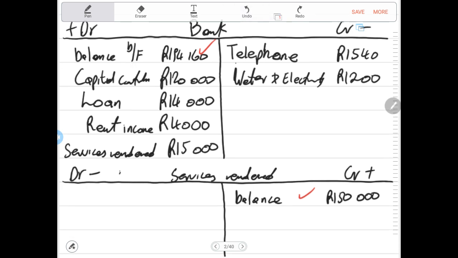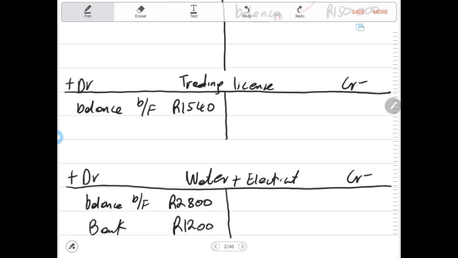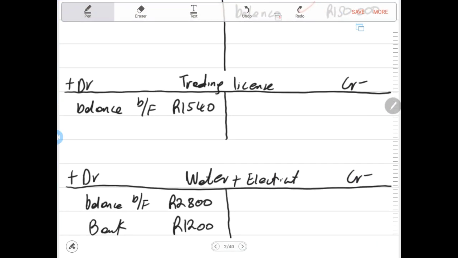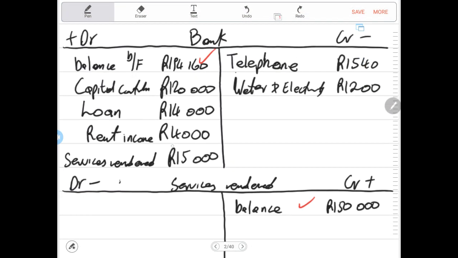Now, I hope I'm not over explaining. We were still busy with the services that were rendered, and we said we received money, and we indicated that money has been received from a person whom we rendered our services to, after they paid us for the services we have rendered to them. Now that means 15,000, let me repeat that one, 15,000 will be recorded on the credit side of services rendered.